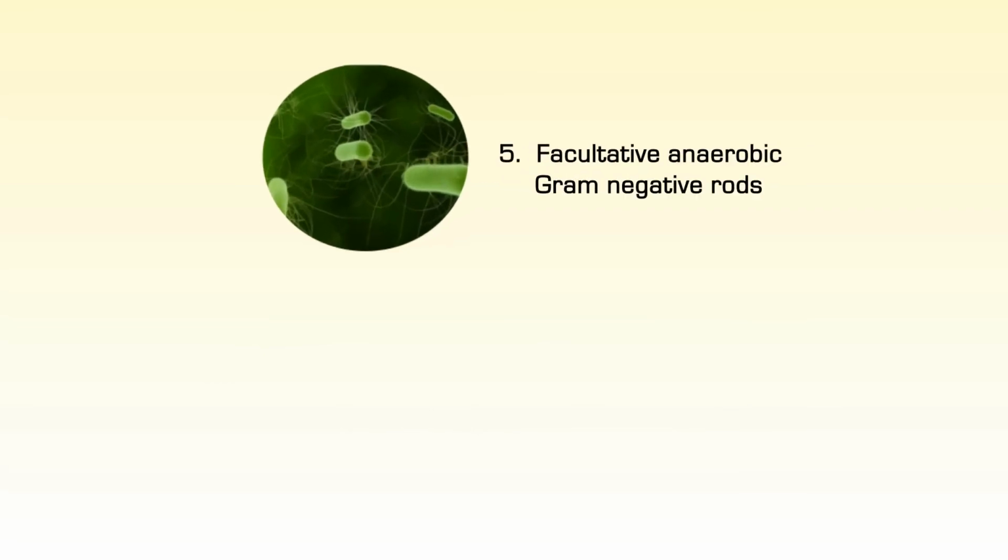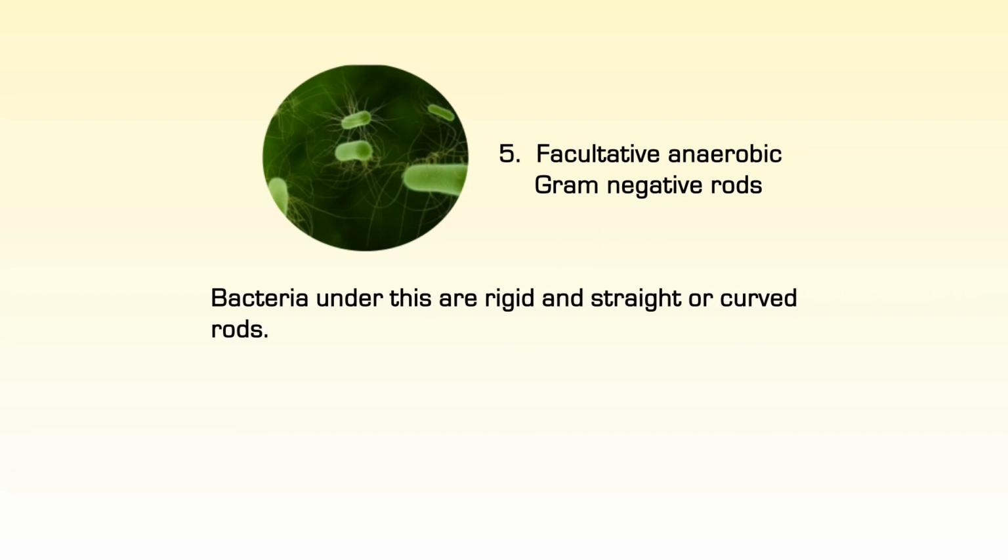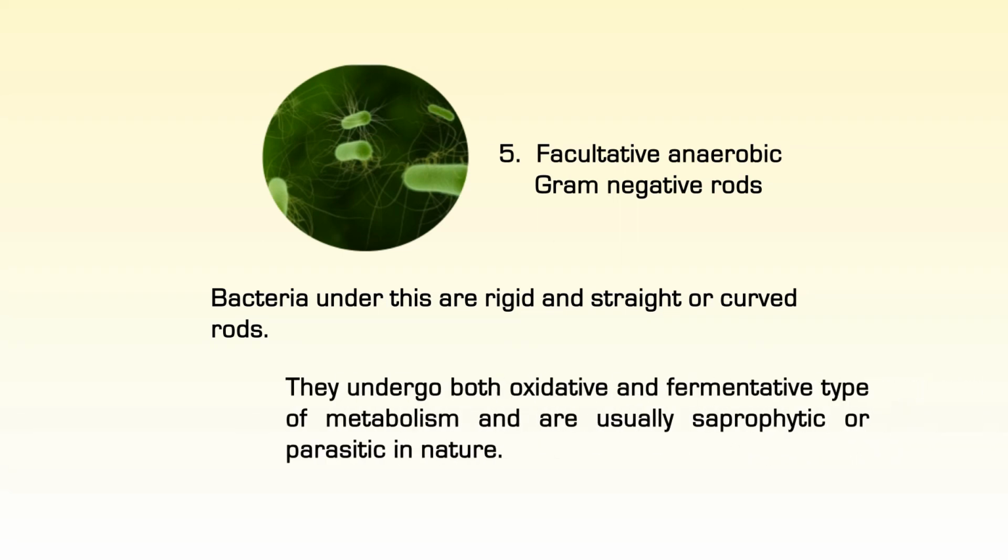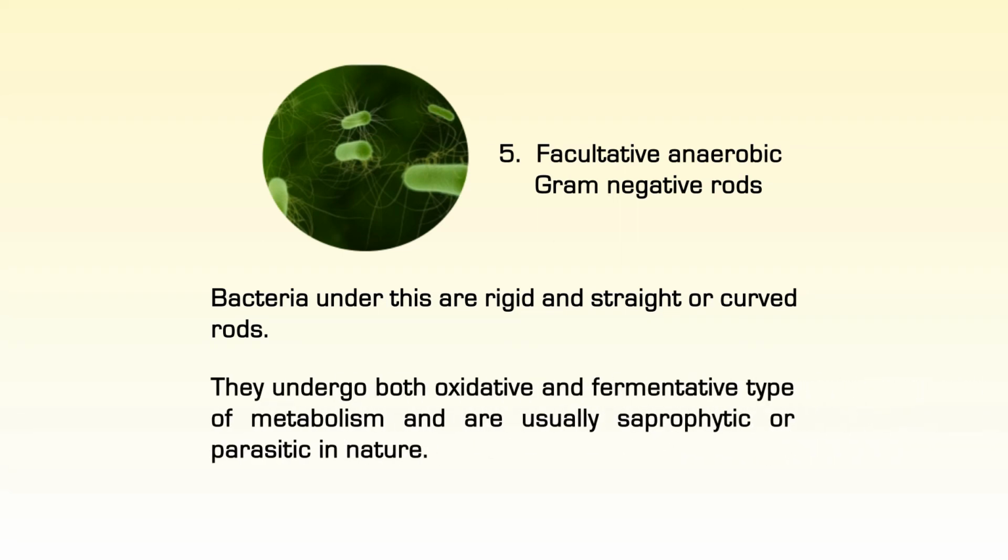Next is the facultative anaerobic gram-negative rods. So the bacteria under this are rigid and straight or curved rods. They undergo both oxidative and fermentative type of metabolism and are usually saprophytic or parasitic in nature.